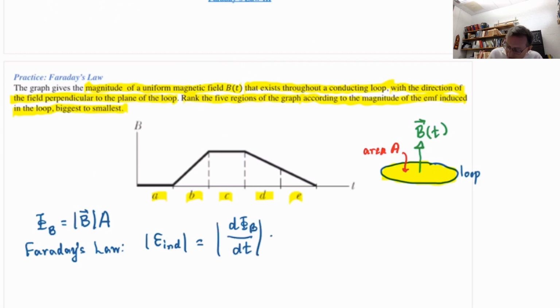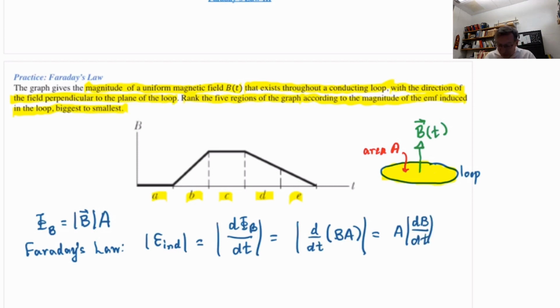So that means the magnitude of d by dt of B times A, where that B means magnitude. But it's only the B part that's changing, so I'm going to write it like this. A times the magnitude of dB dt. The A is just multiplying there and isn't changing.